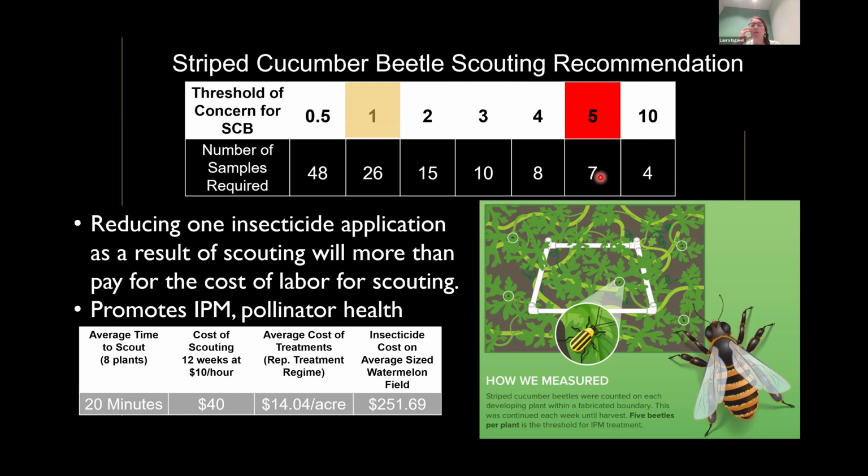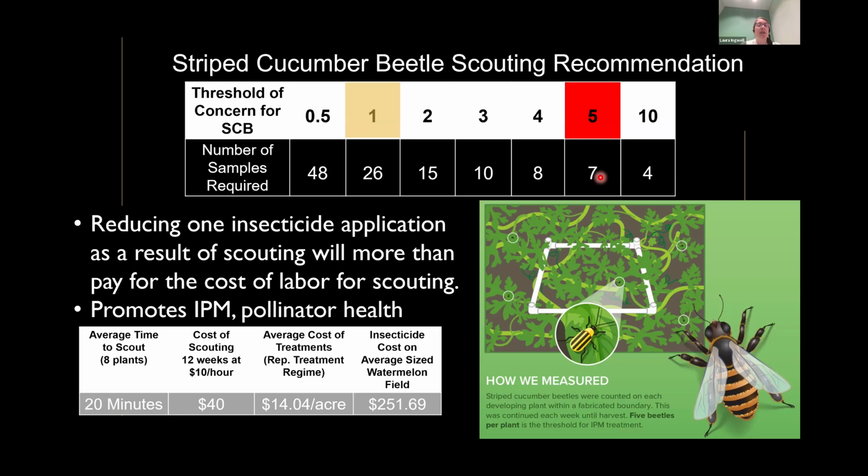The beetles are most active in the morning, and as it gets later in the day, they're going to hide in the plastic. So you can look in the plastic hole if you're scouting in the afternoon. If you're scouting in the morning, you may want to shake the plant or flip the leaves over to look on the underside for beetles. When the plants get larger and are vining together, then we use a 1 by 1 meter square as a representative plant, and that's what you look at for those beetles.